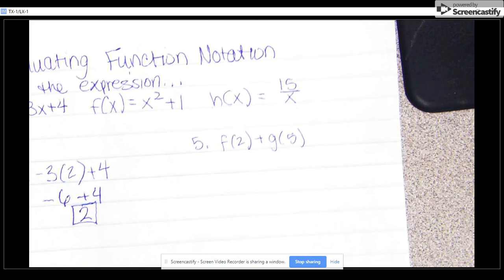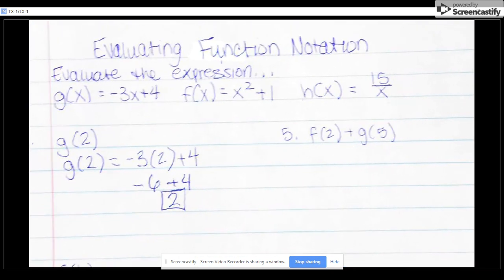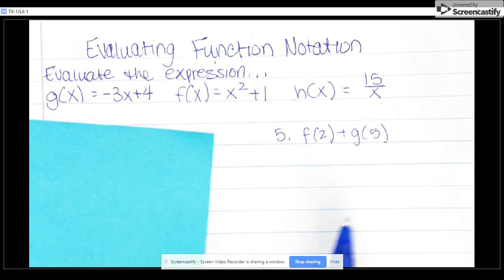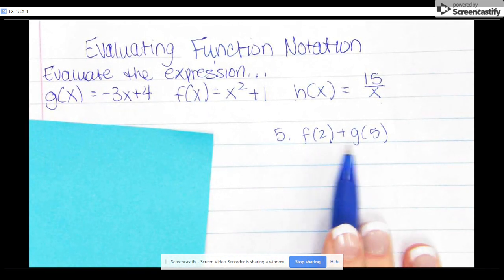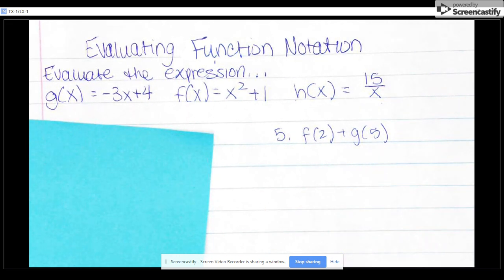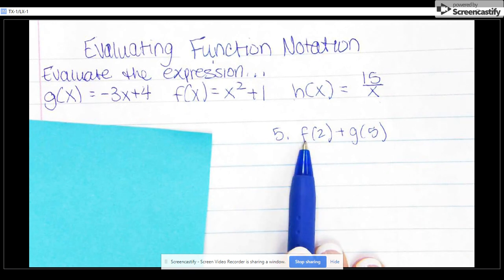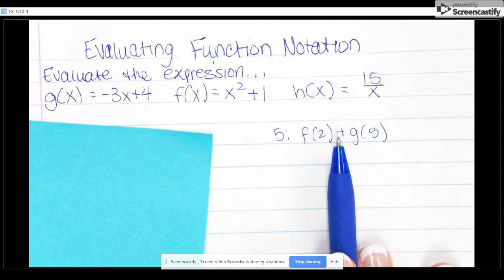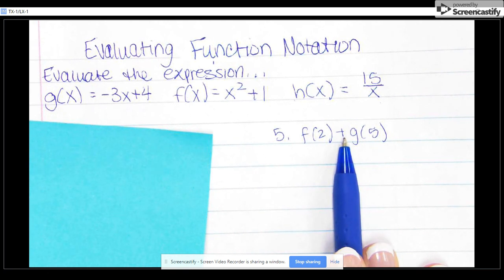Okay, we have 2 more left to go. Now, we're going to be focusing on this problem right here. f of 2 plus g of 5. Okay, that one looks a little different. We have 2 different equations and they're separated. So what you need to do is solve for f of 2 and then solve for g of 5. And you're going to take those numbers and add them together.